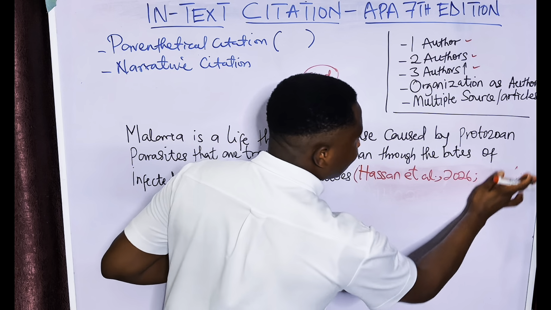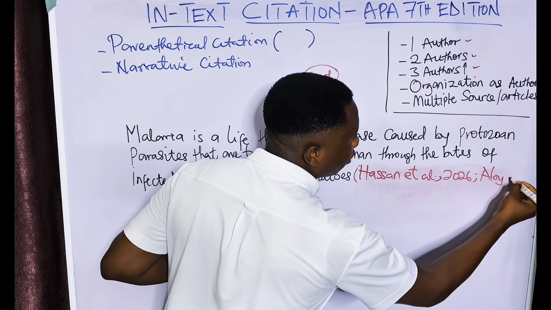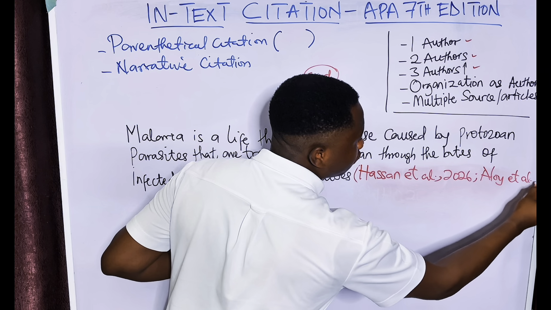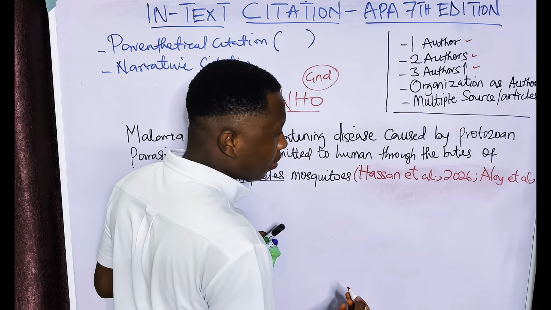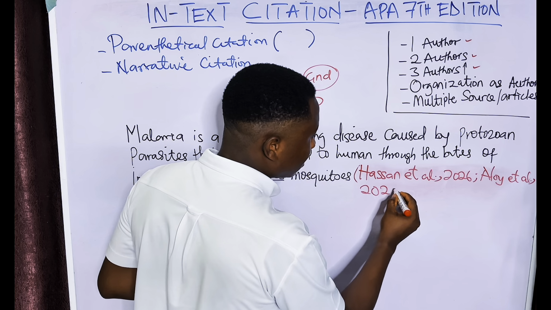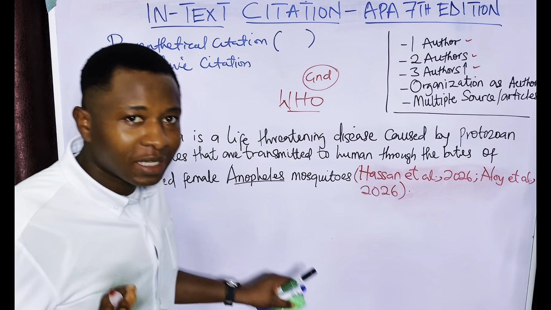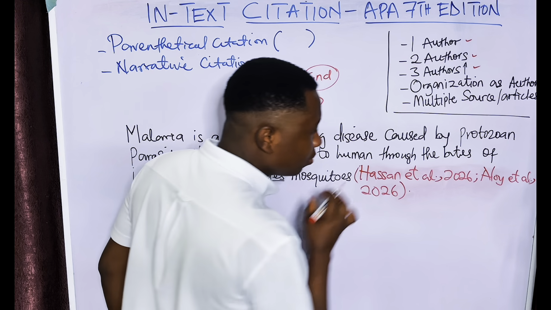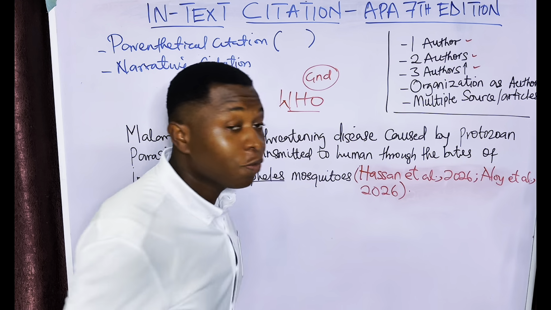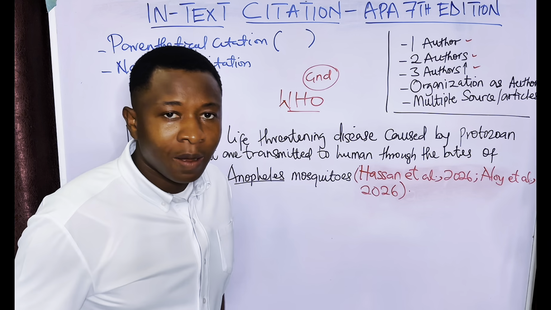So let's assume the second source is Alloy et al. So this follows immediately: Alloy et al., full stop, a comma, right? Then the year 2026. So this is how you cite two articles. This is the first article, this is the second article. If you want to cite more than two articles, you just continue in that pattern.